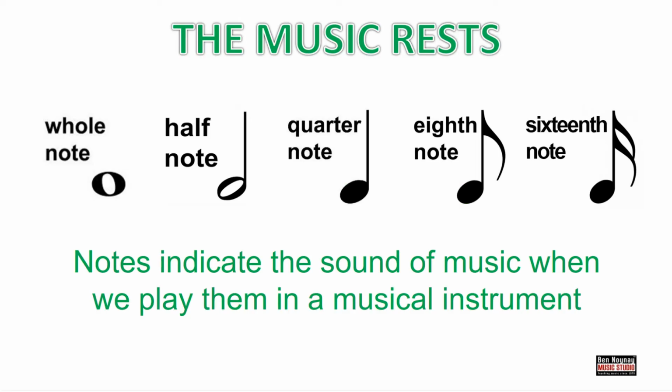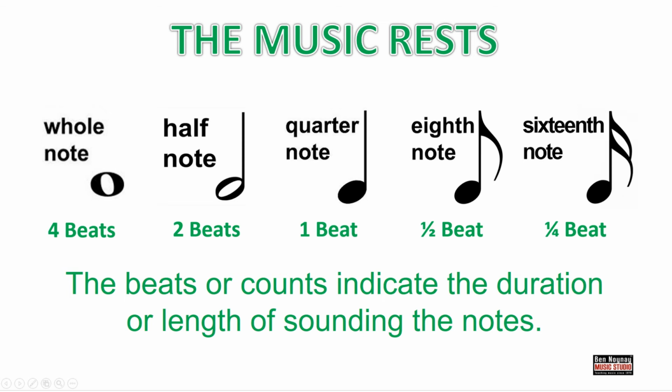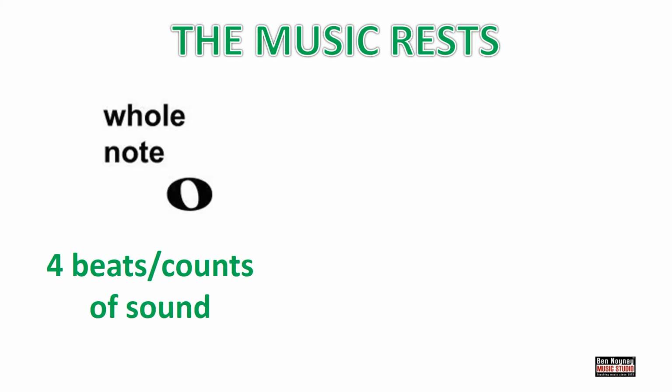The next set of symbols that we're going to study is the rest. We already know that the notes indicate the sound of music when we play them in a musical instrument. The beats or counts indicate the duration or length of sounding the notes. So for example, if we use the piano as our instrument, to play a whole note means we hold the key for 4 counts.